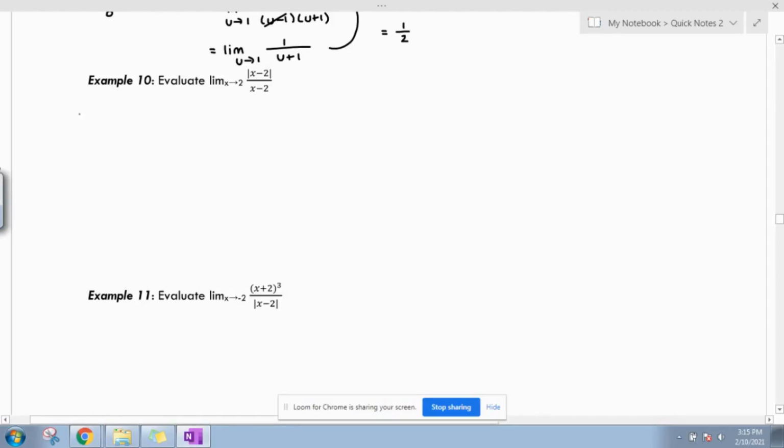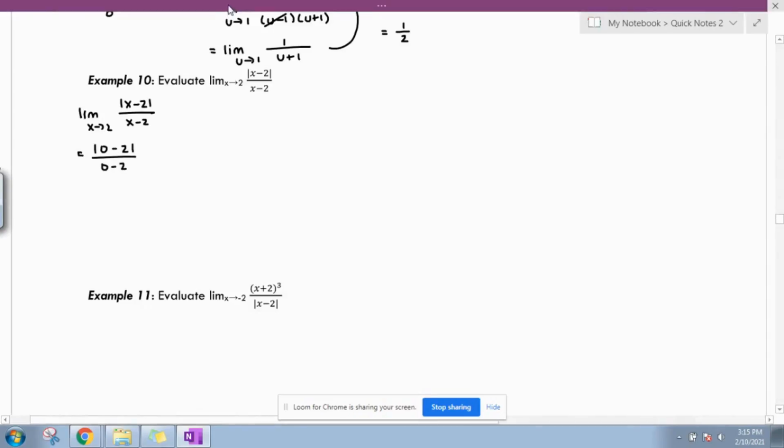So I'm going to do directly substituting. I'm going to do the limit as x approaches 2 for the absolute value of x minus 2 over x minus 2. So I'm going to do 0 minus 2 in the absolute values, and then 0 minus, oops, not 0. It should be 2. Let me erase that part.